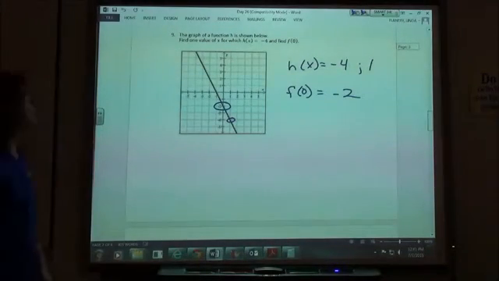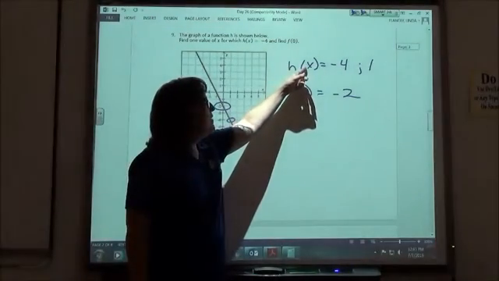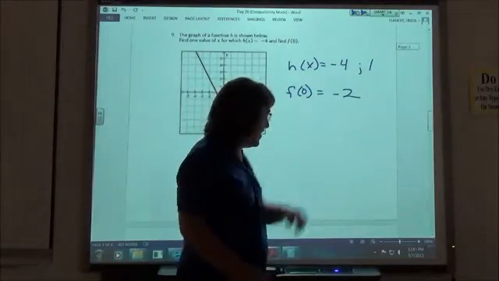So in functional notation, if it's in the parentheses, it's the x value. If it's after the equal sign, it's your y value.